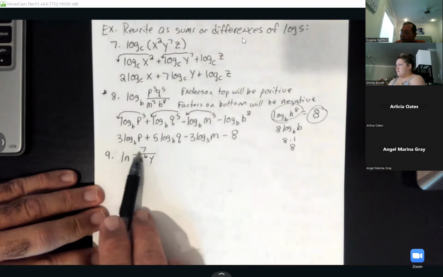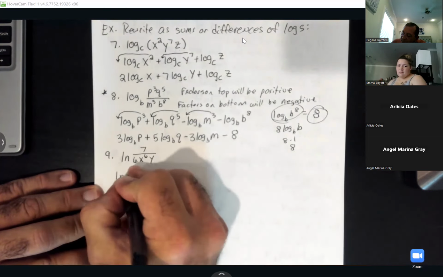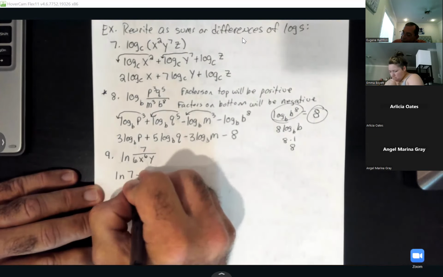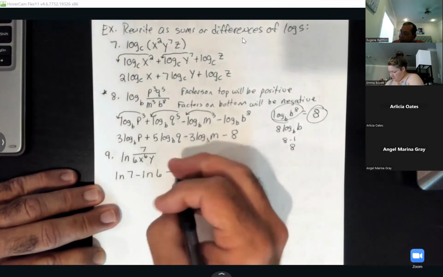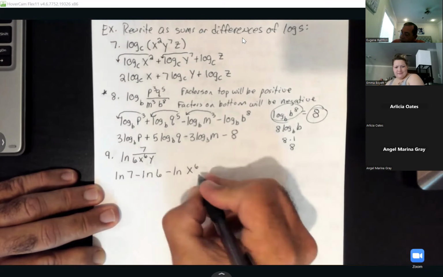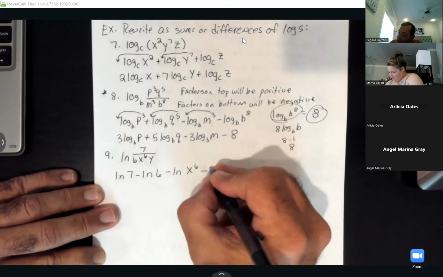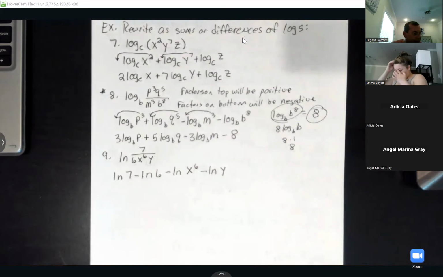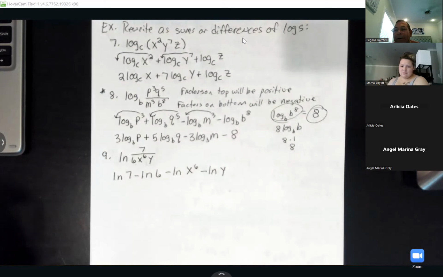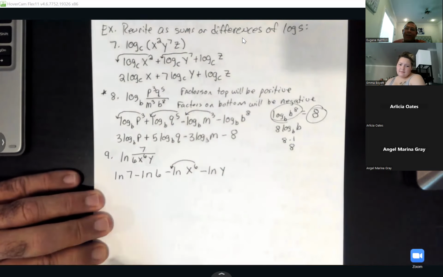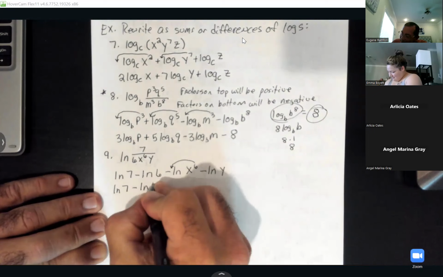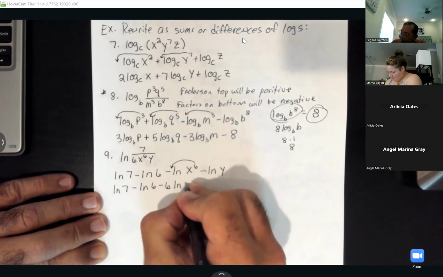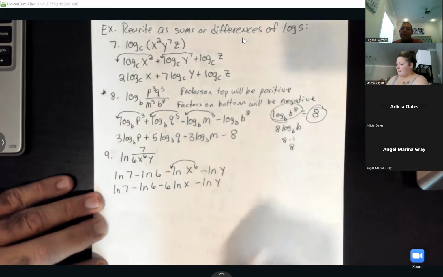So when we distribute our LN to all 4 of our factors, ln of 7 on top is positive. Then it'll be minus the ln of the 6, minus the ln of the x to the 6, minus the ln of the y. Can we go further? The ln x to the 6th. There you go. So I get to rewrite all this just to move that little 6. All right, ln of 7 minus ln of 6 minus 6 ln of x minus ln of our y.